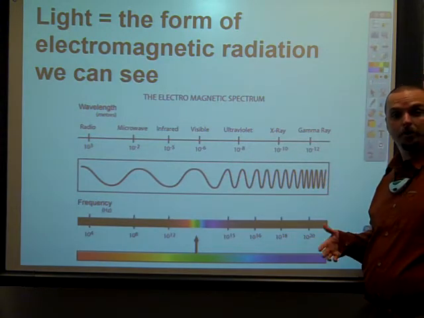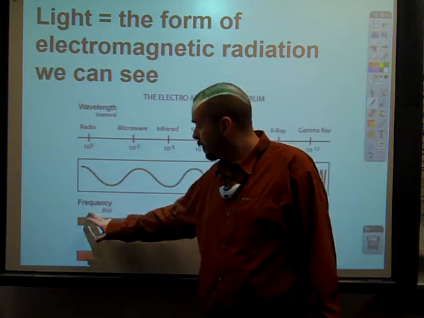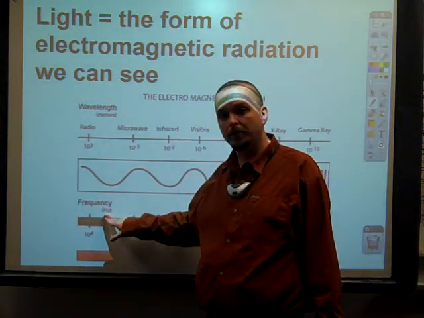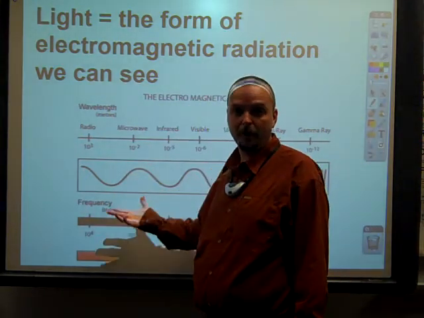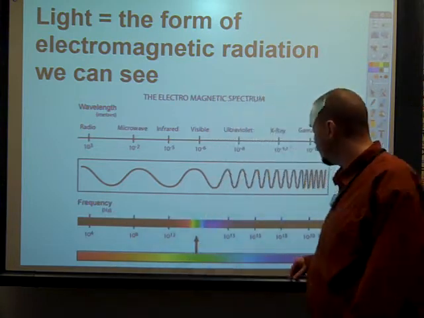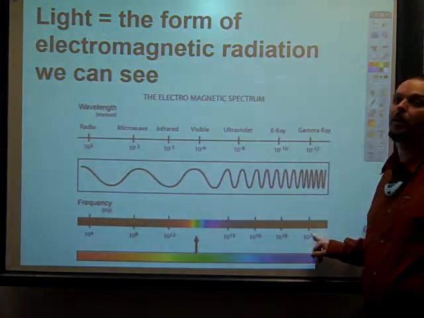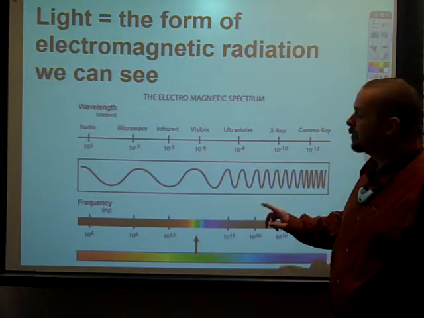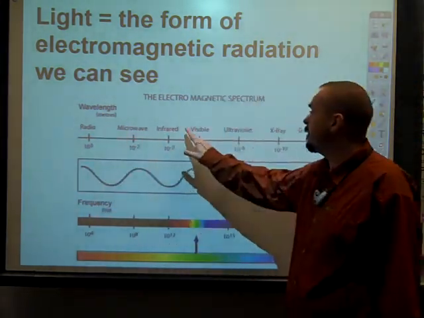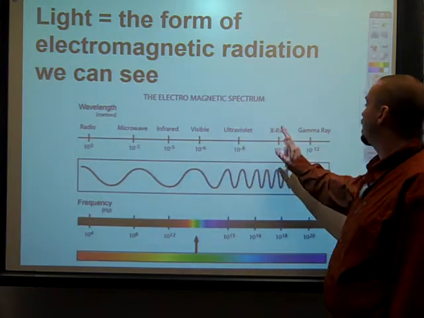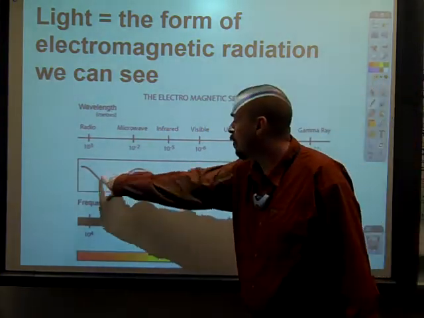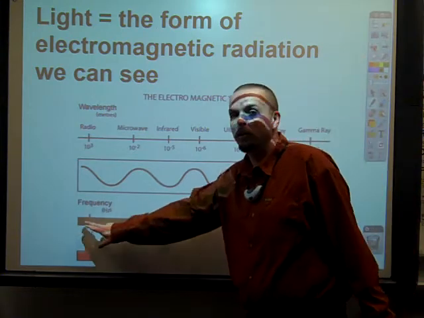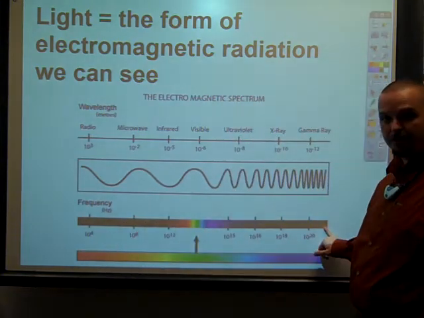You also need to know it in terms of frequency. The frequency down here is 10 to the 4th hertz. That's low frequency as far as the electromagnetic spectrum is concerned. All the way up to 10 to the 20th hertz. Very, very, very high frequency. So again, radio, microwave, infrared, visible, ultraviolet, X-ray, gamma ray, long wavelength to short wavelength, low frequency to high frequency.